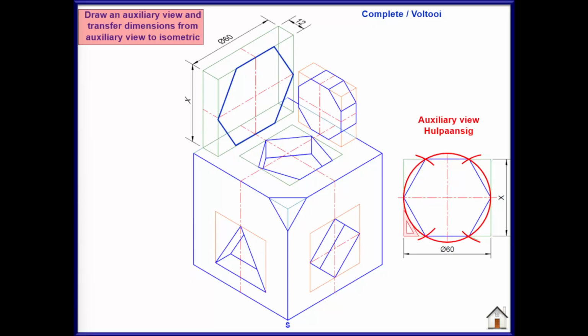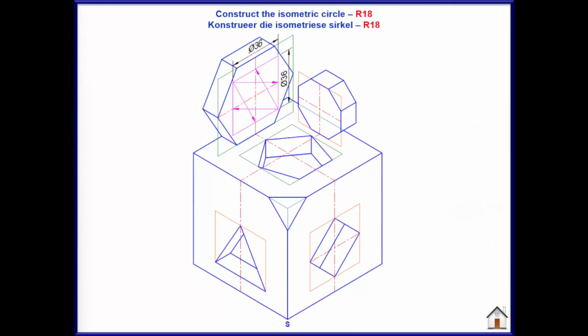The thickness of the hexagon is 12 millimeters and project that towards the back and complete your hexagon in your isometric drawing. Next, we will be constructing our isometric circle with the radius of 18 millimeters. For isometric circles, we will always work with the diameter. So the radius of 18 will become a diameter of 36 millimeters. That will mean that from our center lines to the bottom and the top and to the left and the right of the center lines, we will measure 18 millimeters.